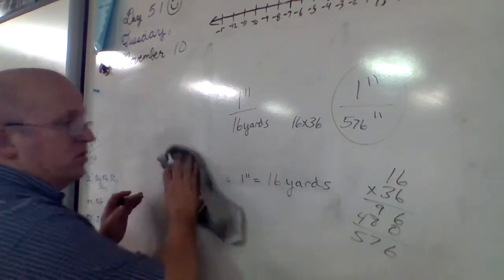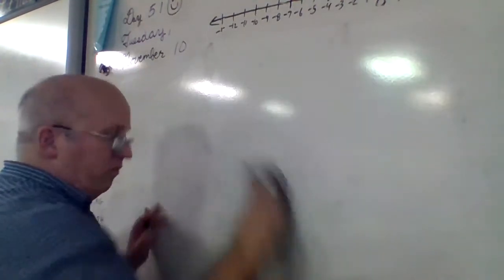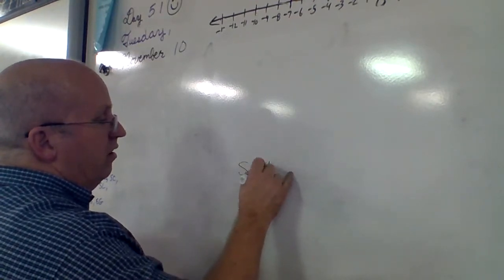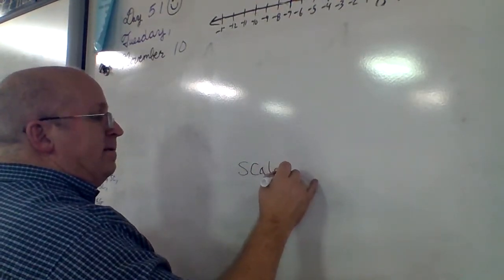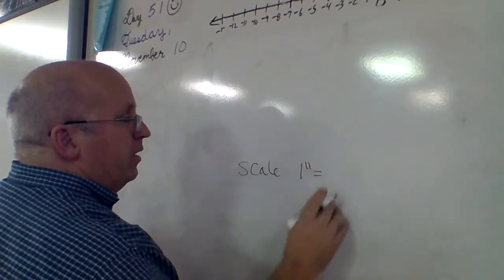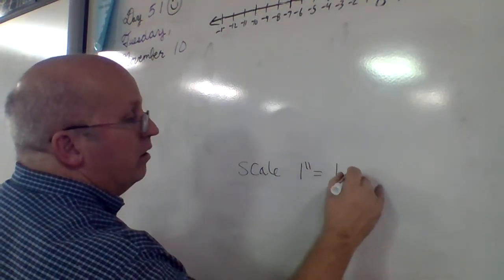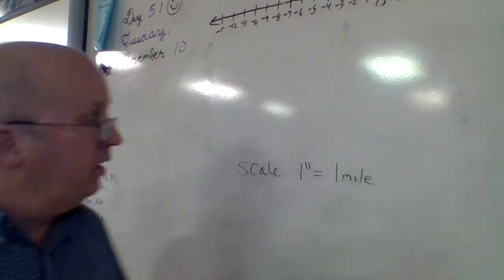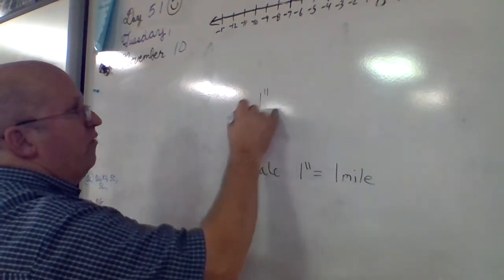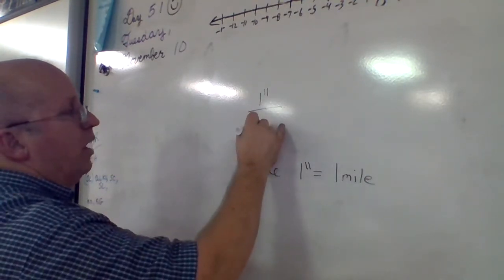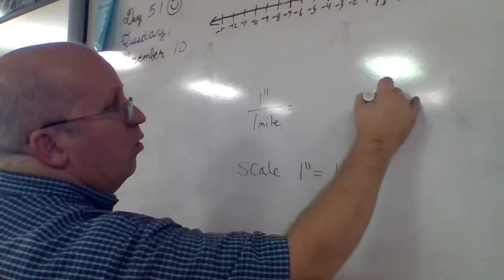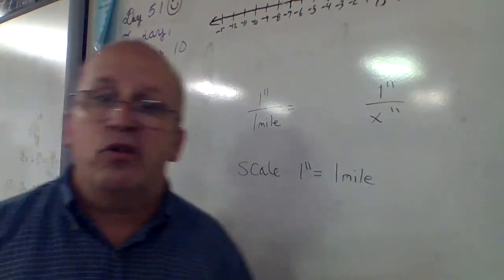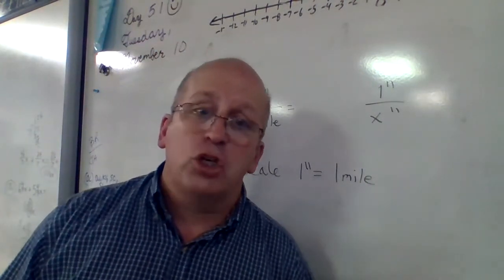Let's try another one, because scale factor is not necessarily the easiest thing. What if I wrote on the board a scale of, how about, 1 inch on a map is equal to 1 mile in real life. This is going to be a doozy, but not too bad. It's solvable. So I'm going to write 1 inch over the top of 1 mile. And my goal is to have 1 inch over a certain amount of inches so they share the same label. That's what scale factors do.